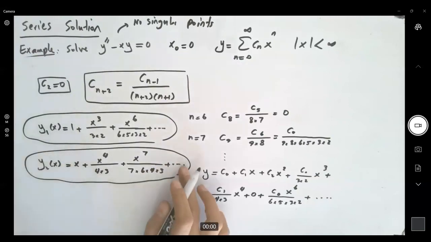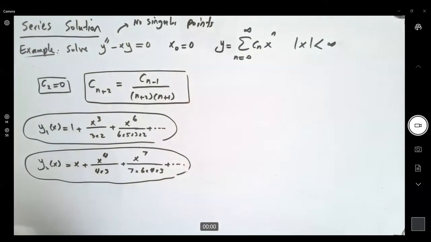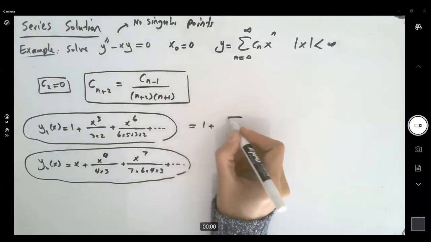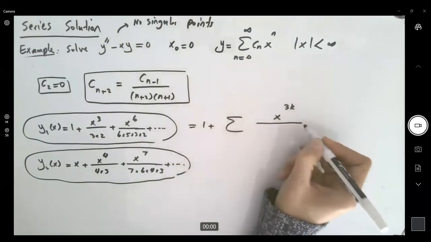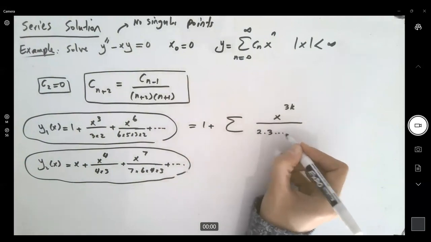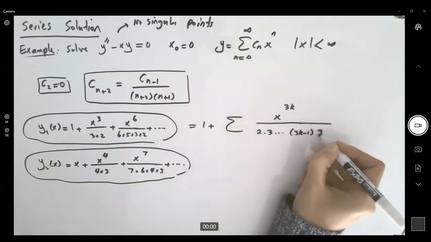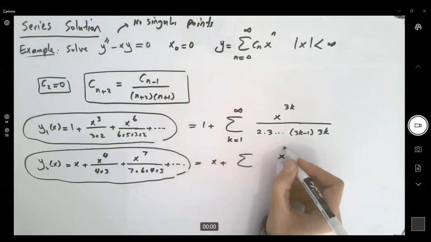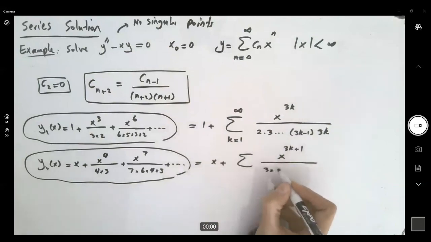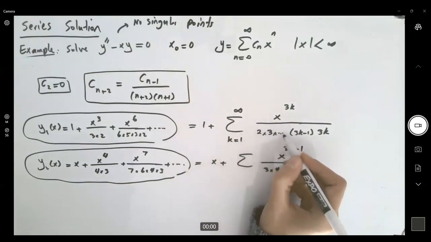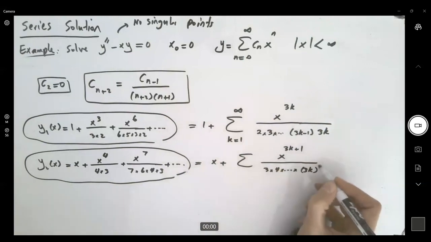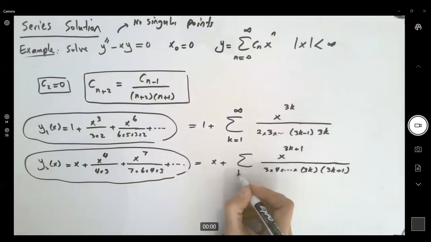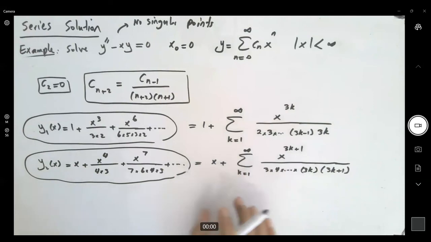So we can do our best and write this in this format, and eventually we can represent this using the series notation, which is equal to 1 plus the sum of x to the power 3k divided by 2 times 3, the rest of the terms, and we have (3k minus 1) times 3k, where k starts from 1 to infinity. And y2 can be written as x plus the sum of x to the power 3k plus 1 divided by 3 times 4 times the rest of the terms, times (3k) times (3k plus 1), where k starts from 1 and goes to infinity. Step by step, we found the series solution for this differential equation.